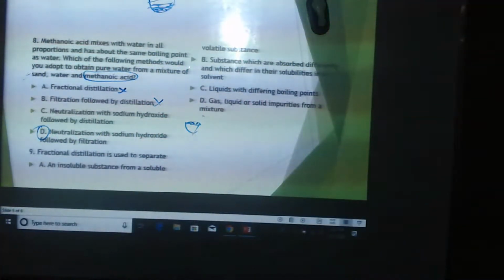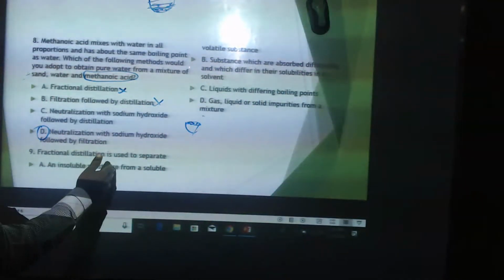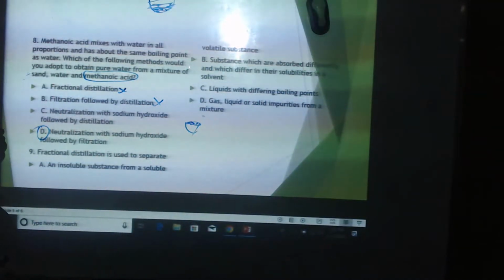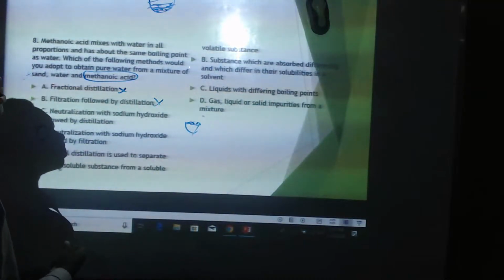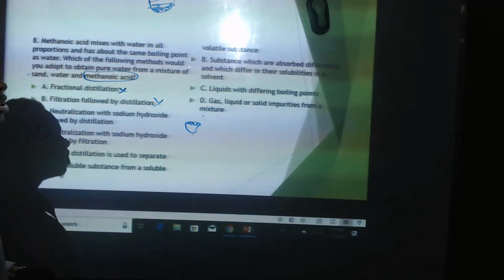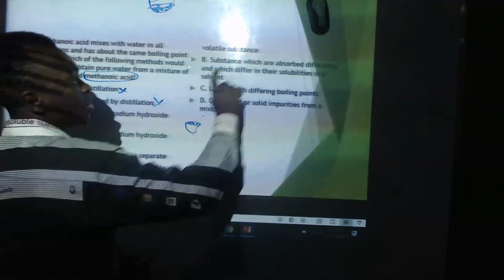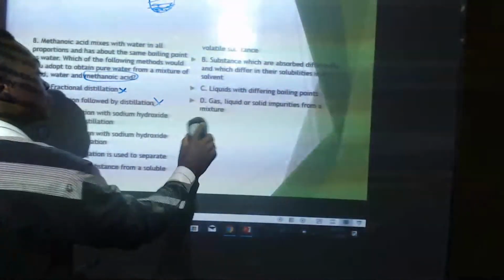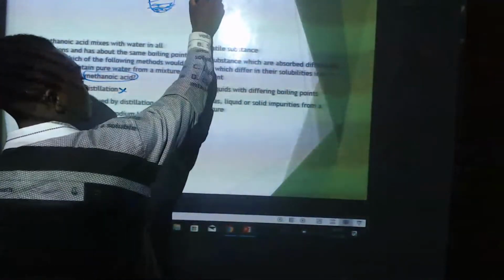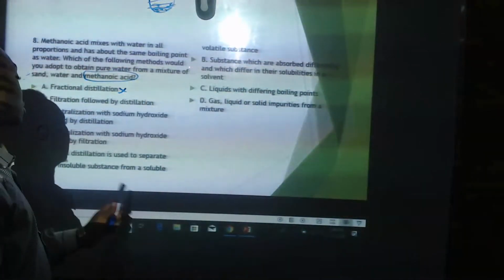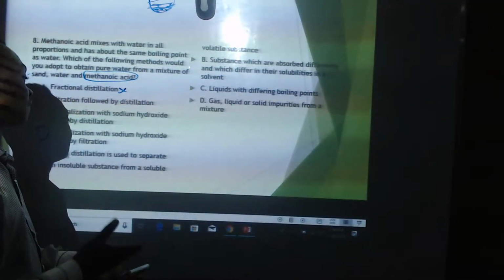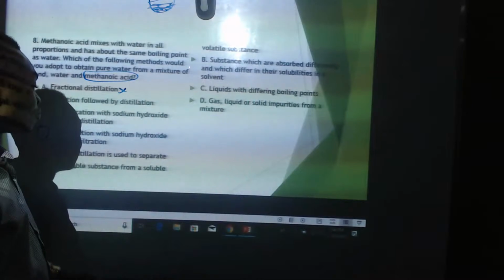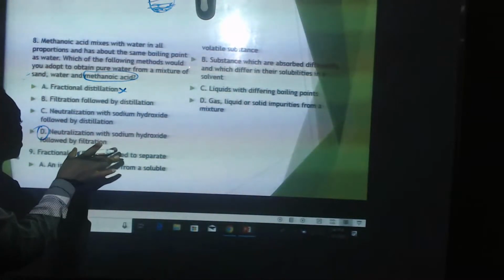Now the next one says fractional distillation is used to separate: starch, an insoluble substance from a soluble volatile substance, a substance which are absorbed differently and which define their solubilities in the solvent, or liquids with different boiling points. Remember I told you that fractional distillation has to do with immiscible liquids, and I told you of crude oil. That crude oil uses fractional distillation. There are so many different products that are being removed during fractional distillation.